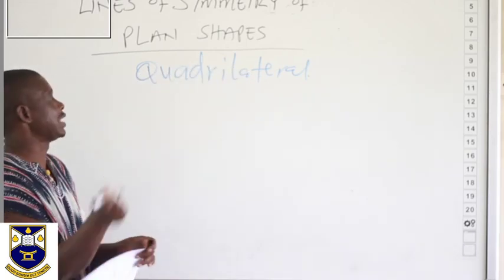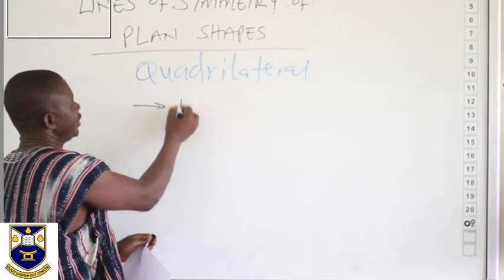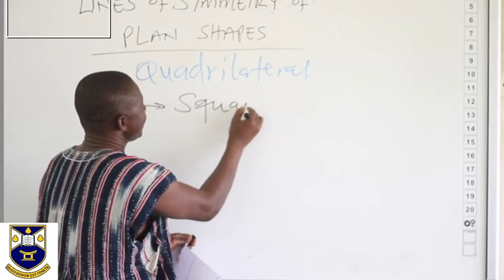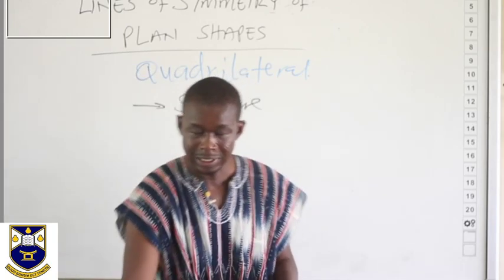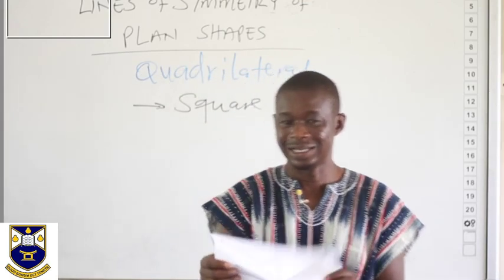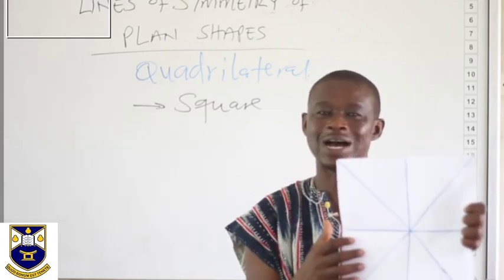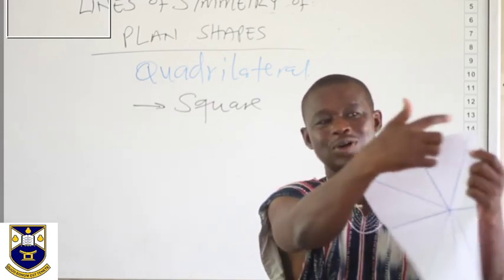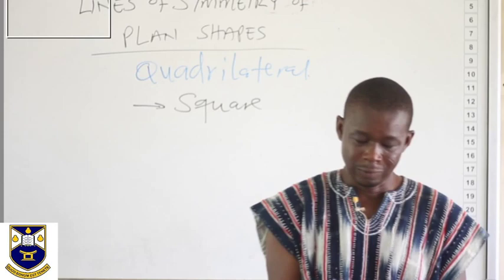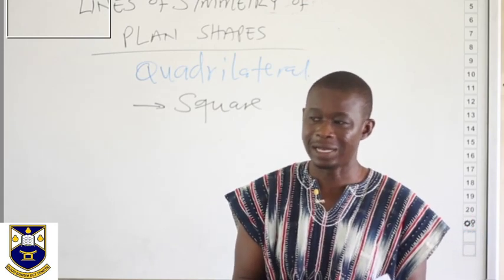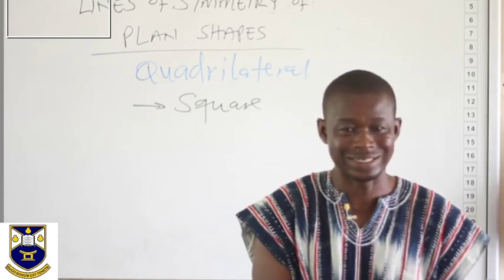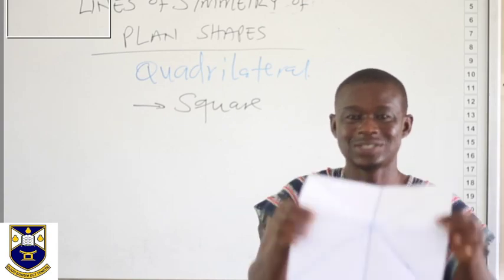One of the examples of quadrilateral we have is the square. A square is a quadrilateral with four equal sides, and then the interior angles too are all equal. So all the sides are equal. Now let's follow the same activity to determine the number of lines of symmetry of a quadrilateral, for that matter, a square. So let's look at this one.